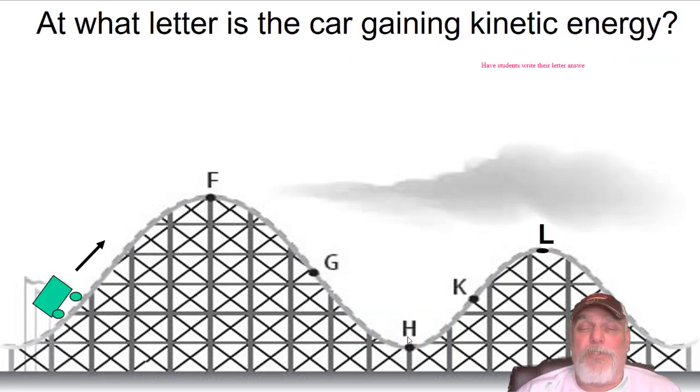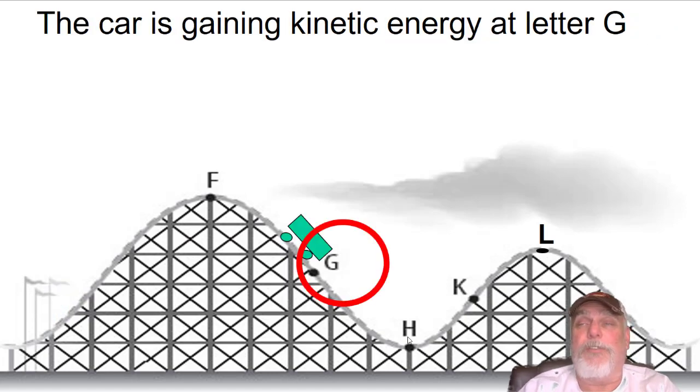At what letter, F, G, H, K, or L, will the rolling car be gaining kinetic energy? What you're going to want to be looking for is where the car is not slowing down, but speeding up. At only one of these letters is the car going to be increasing its speed. The correct answer in this case is letter G.